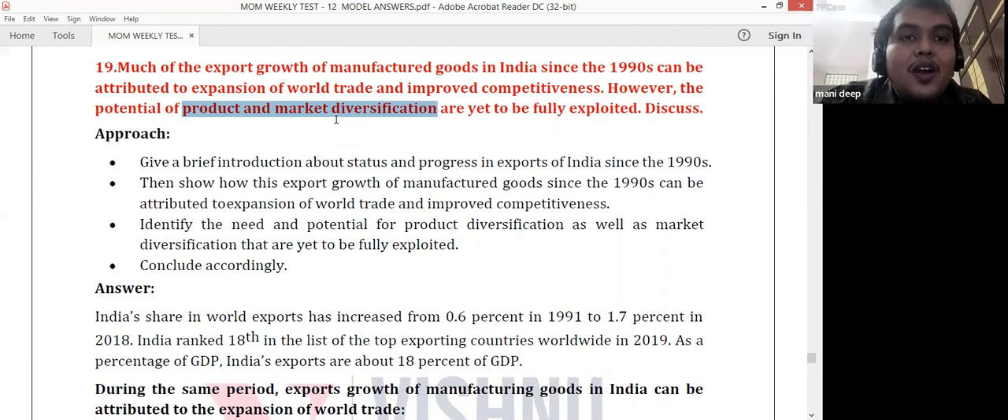So we are competitive. The second, we are also successfully expanding our world trade. This you can substantiate by the fact that, for example, in the 1990s, our world trade share was only 0.6%, but now it is around 2%, and trade also contributes 18% of India's GDP. So we have focused upon expanding our world trade and also improving our competitiveness using different means. For example, lower cost or improving the capital or improving technology. All these methods we have used. So we are successful in expanding our world trade and also improving our competitiveness.